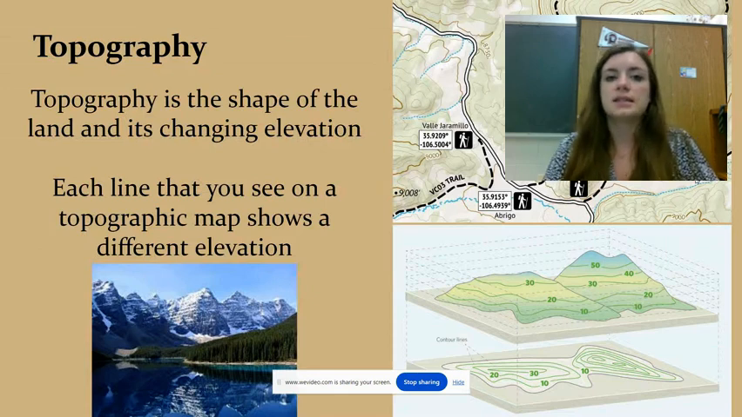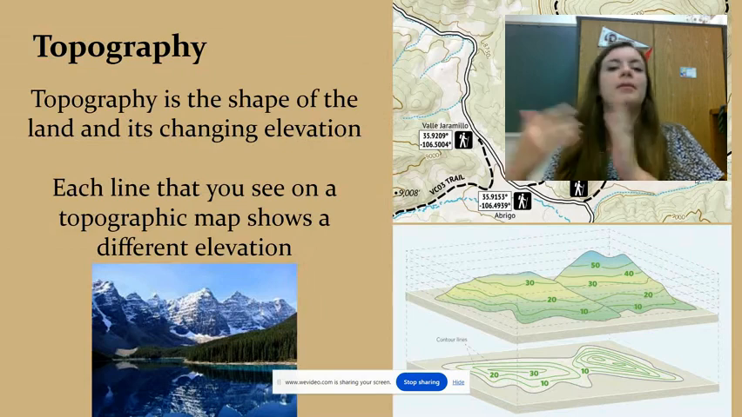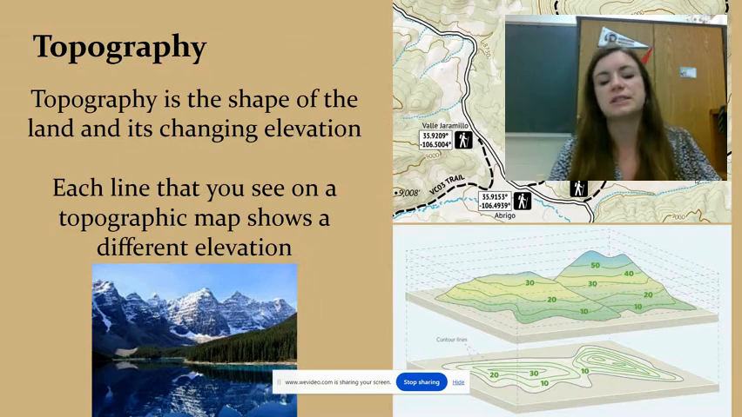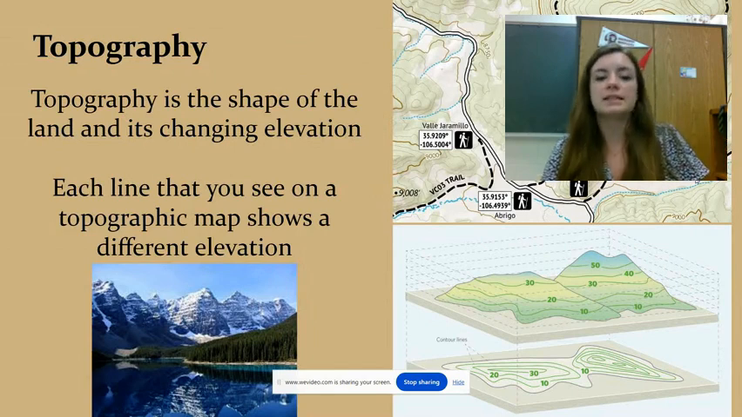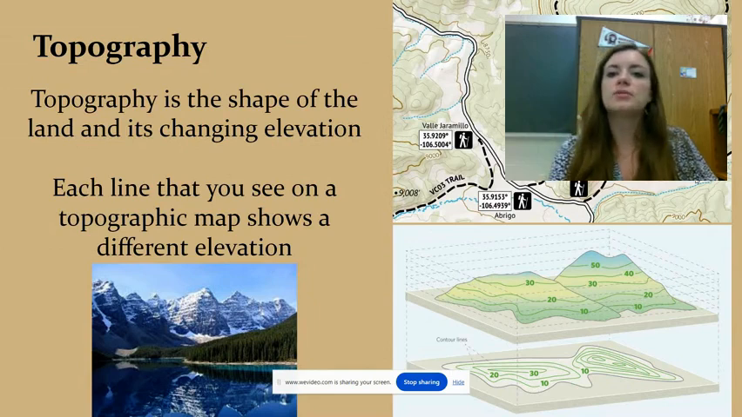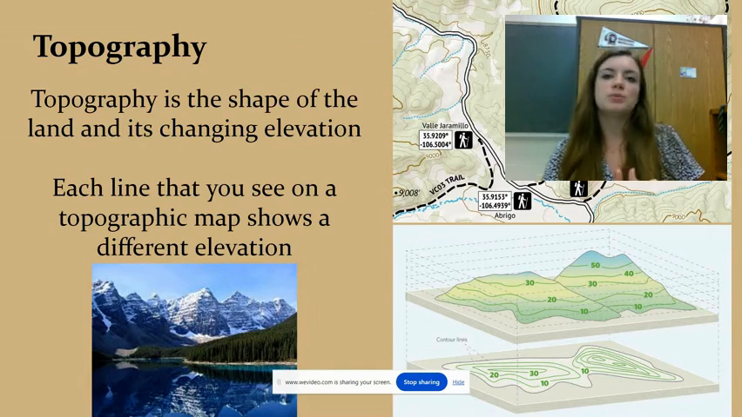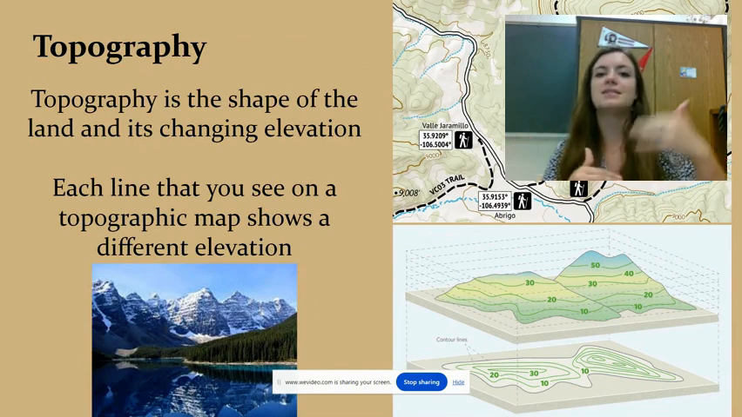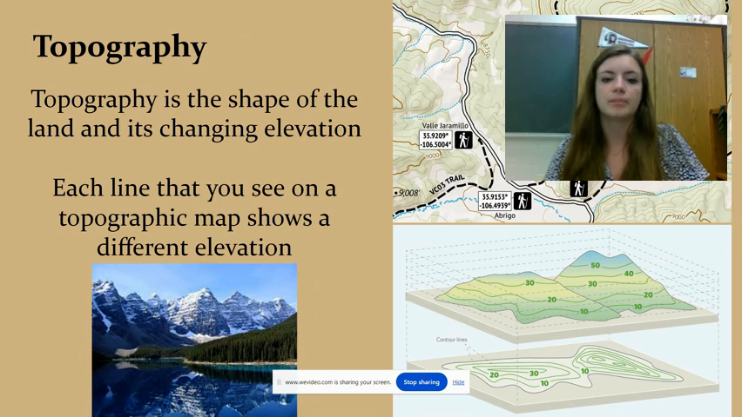So again, today's lesson is all about topography, which sometimes you'll hear as topographic map. Those two words are the same, they're just pronounced a little bit differently. Topography is the shape of the land and its changing elevation. On a map, it displays the changing elevation. Each line that you see on this map is going to be a change in elevation, and it's going to increase at a steady rate, which we'll talk about in a second.